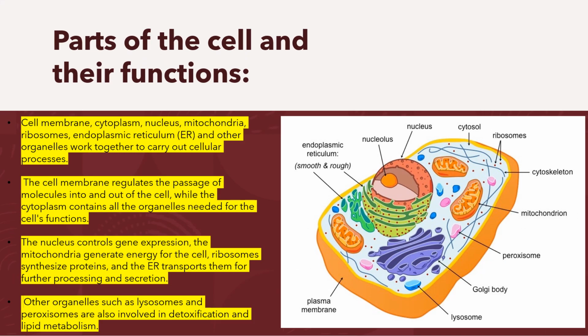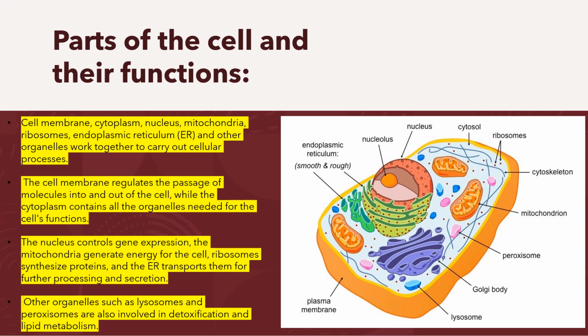So here's an overview of the main components of eukaryotic cells and their functions. First off, we have the cell membrane. The cell membrane, as we all know, is a thin flexible barrier that surrounds the cell and separates its internal environment from the external environment. It regulates the passage of molecules in and out of the cell and helps to maintain cell shape.